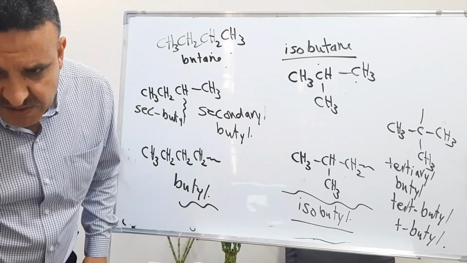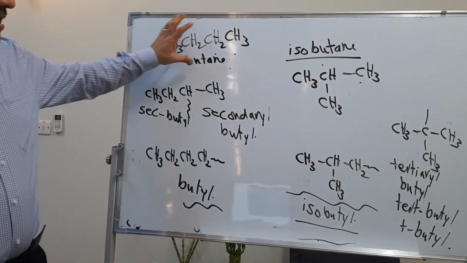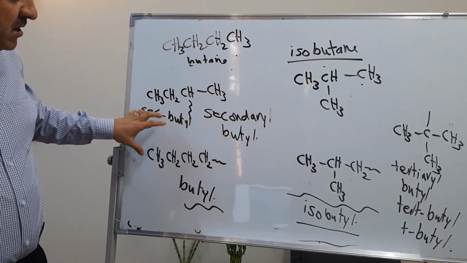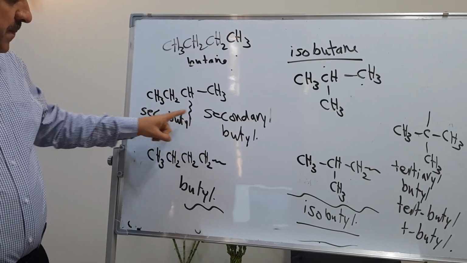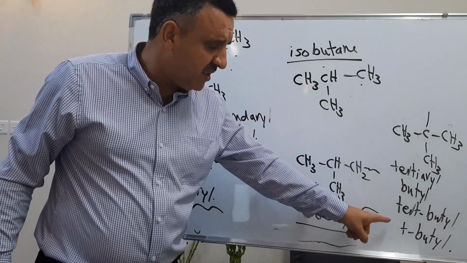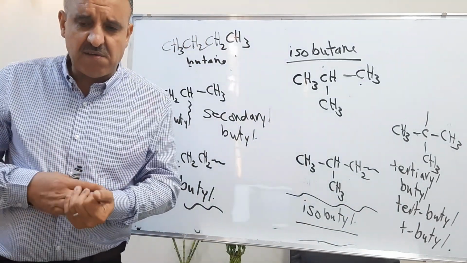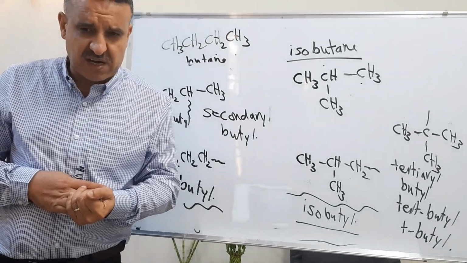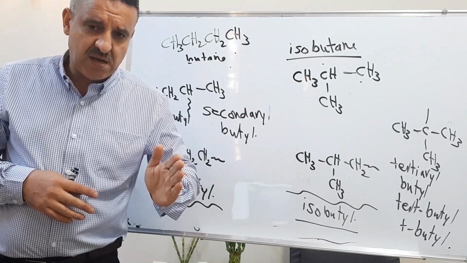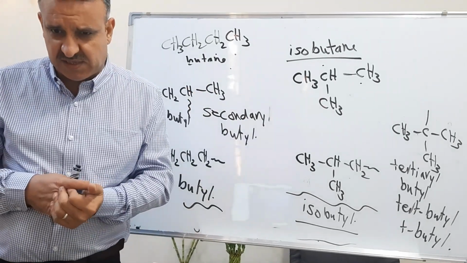Yes. Perfect. So as you can see here, for 4 carbons we have several alkyl groups. It can be secondary butyl, butyl, isobutyl, or tertiary butyl. So these are the derivatives of the alkyl groups derived from butane, in other words, an alkane with 4 carbons. So we have 4 alkyl groups in this case.